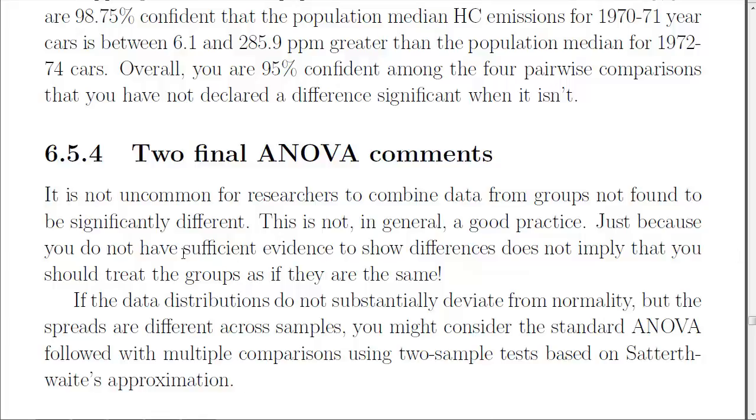The last comment is that if the data distributions do not substantially deviate from normality, but we do have spreads that are different across samples, so we have that unequal variance situation from Chapter 5, then we might consider just doing a standard analysis of variance. But when we do our follow-up pairwise tests, we can always use a two-sample test, say a t-test, based on Satterthwaite's approximation for the degrees of freedom. That is a test that allows us to have unequal variances between our two populations.